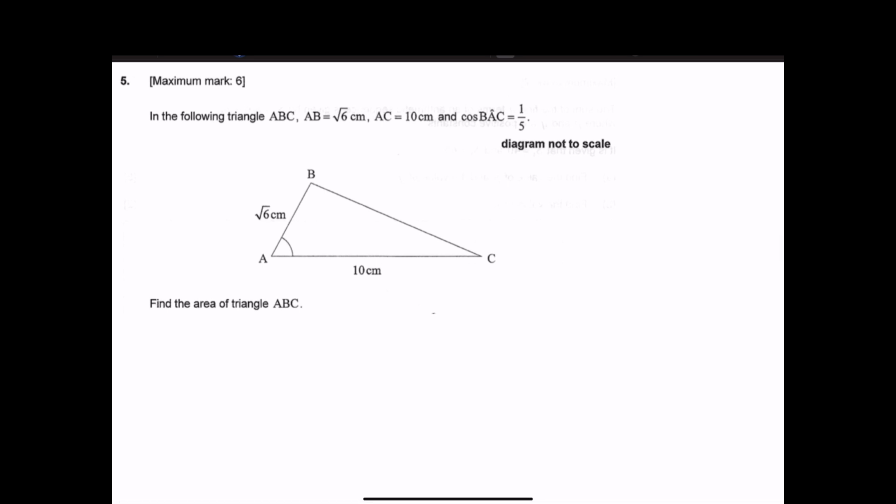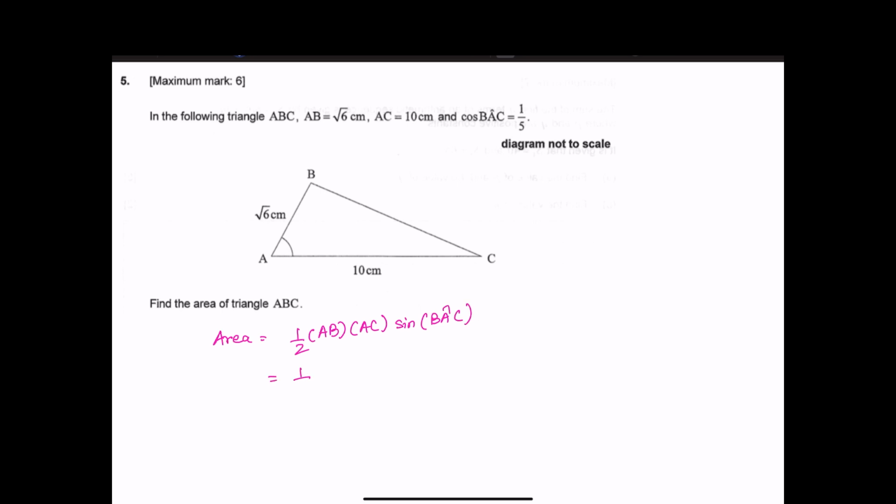Now question 5, it's a trigonometry problem. We have to find the area of triangle ABC. Lengths AB and AC are given, and we have the cosine of the angle in between, cosine of angle A. To find the area of a triangle, we can use the sine formula. In this case, the area would be half times the lengths of the two sides times the sine of the angle in between the two sides, right? So it's half AB times AC times sine of BAC.